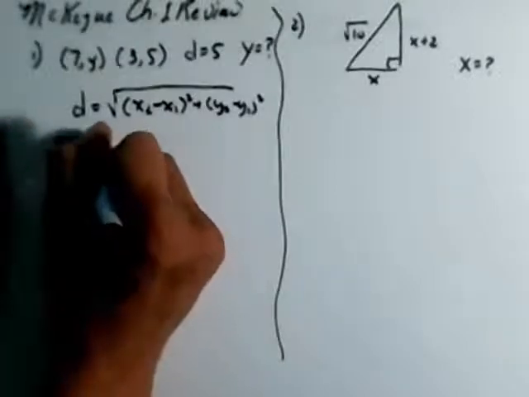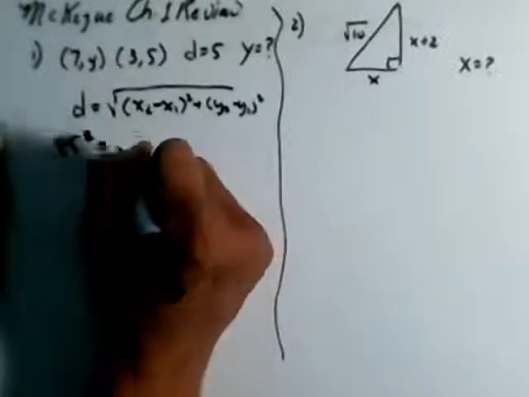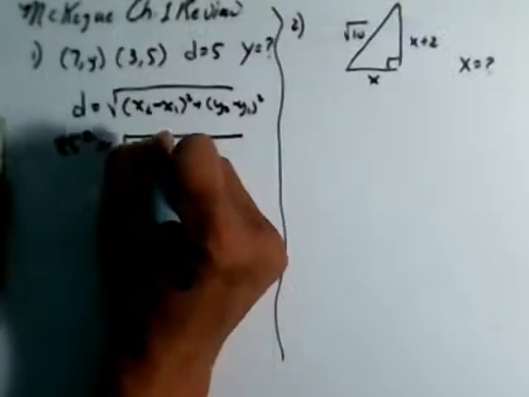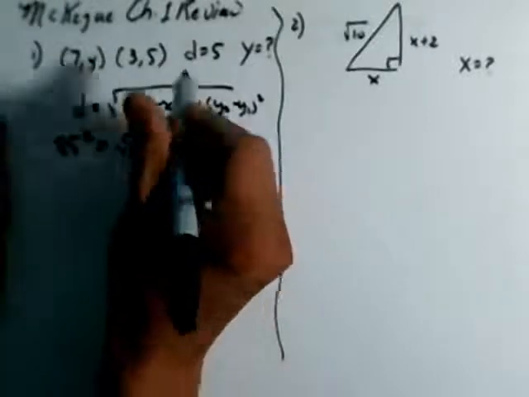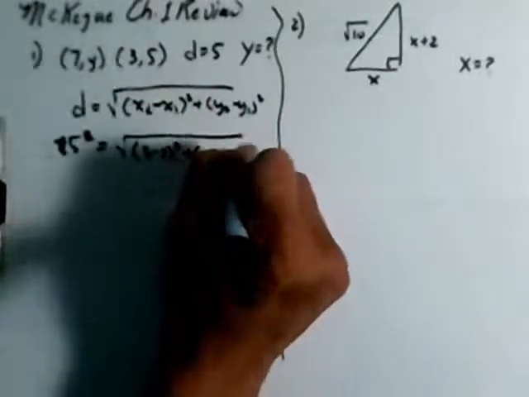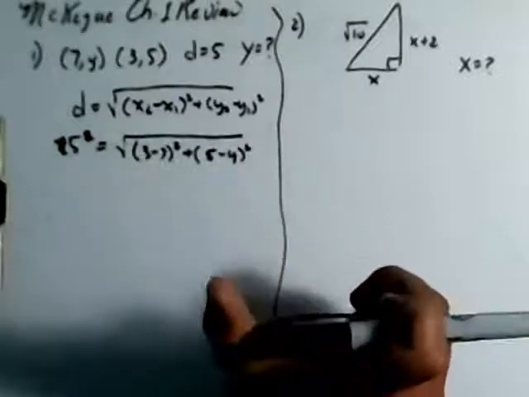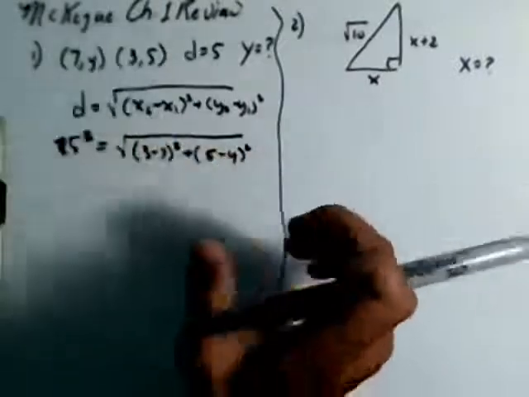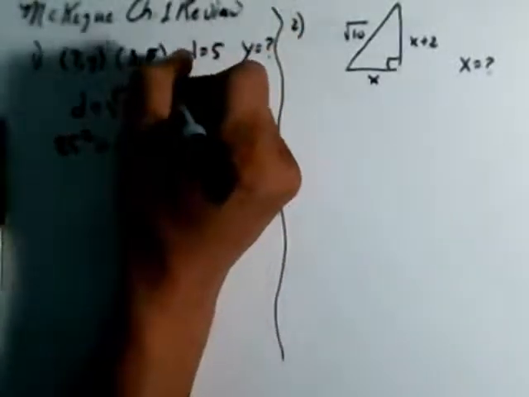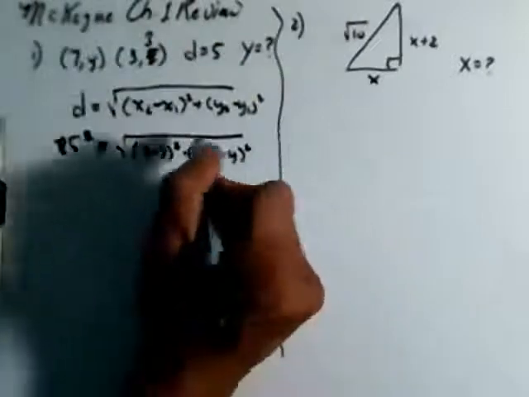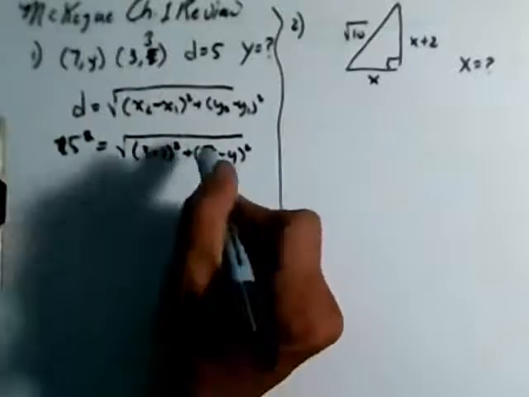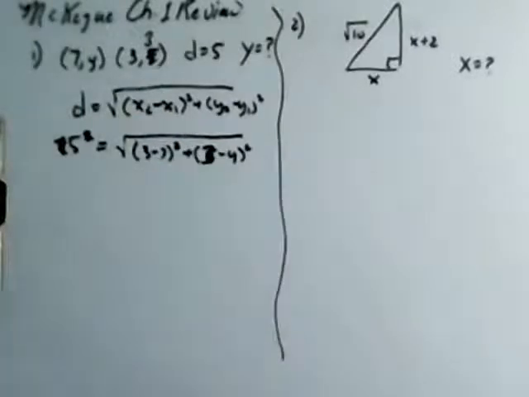5 is equal to the square root of x2, which is 3 minus 7, squared, plus y2, 5 minus y, squared. Hopefully I wrote it down correctly. 7 comma y and 3... excuse me, I miswrote it. This should have been 3 comma 3. So y2 minus y1, 3 minus 3. That should have been 3 right there, guys. Sorry about that. Anyways, let's get started.